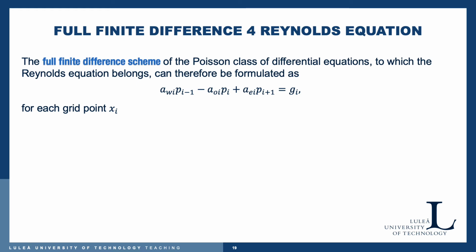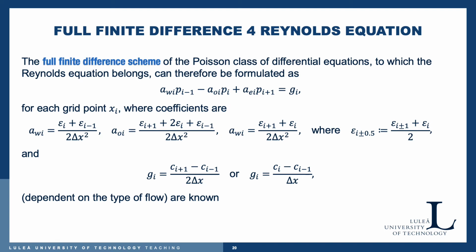So the full finite difference scheme for the Reynolds equation, or the Poisson class of differential equations to which it belongs, may therefore be formulated precisely like this, very simplistic in terms of index notation. We have three coefficients, one for p_{i-1}, another one for p_i, and a third one for p_{i+1}, and then we have a right hand side vector for each grid point i.